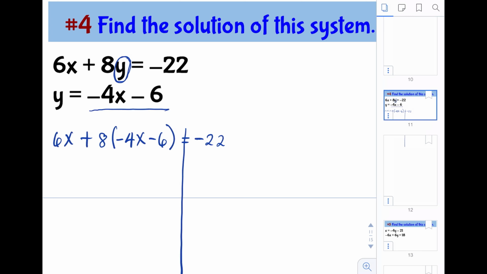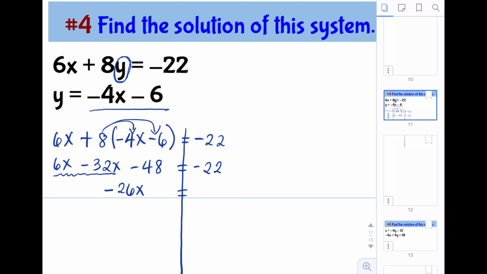Same thing, we need to do distributive property. So we have 6x minus 32x. If we multiply 8 times negative 4, that's negative 32x. 8 times negative 6 is negative 48. And then we have negative 22. When simplifying equations like this, always simplify either the left or right to make it easier in simplifying and solving for the value of x. 6x minus 32x, if we simplify that, is negative 26x. So minus 48 is equal to negative 22.